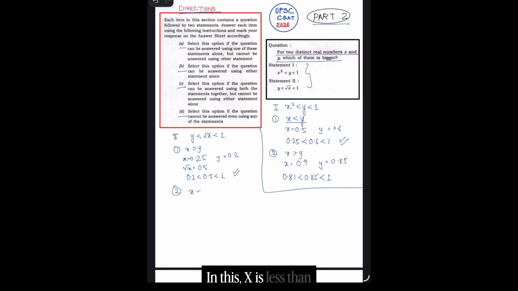In this, x is less than y. So let's take x as 0.25 and y as 0.4. Root x will be 0.5 and therefore 0.4, which is y, is less than 0.5, which is root x, and this is less than 1. So here also the condition is satisfied. So in both the cases the condition is satisfied. Therefore statement 2 is also not sufficient to determine which number is larger.